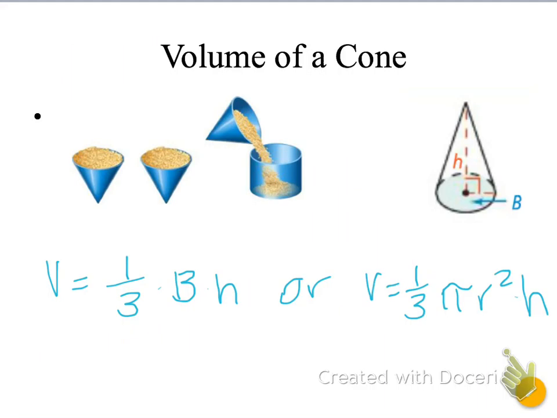Volume is going to be 1/3 pi r squared times height, or 1/3 times the area of your base times height. We're going to be mostly using this because we need that pi r squared, the area of the base. And just be wary that this is the inside height. Volume uses the inside height from top to bottom.